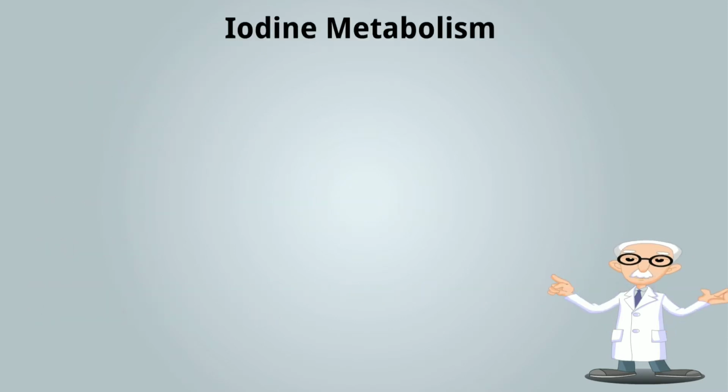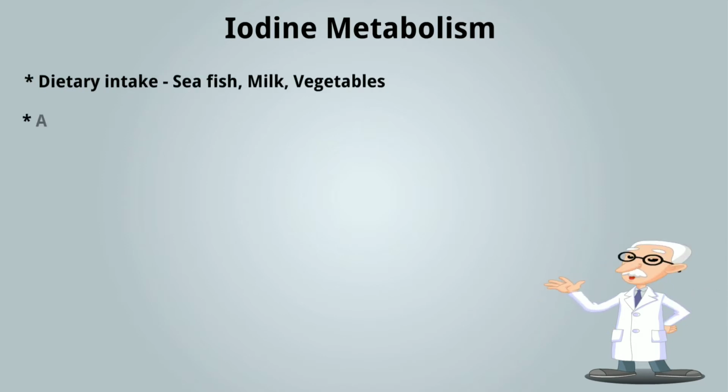Iodine metabolism. Dietary intake. Iodine-rich sources are mostly sea fish, milk, and vegetables. Average intake is 500 micrograms per day.